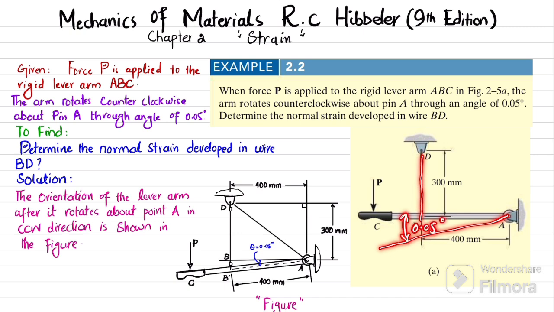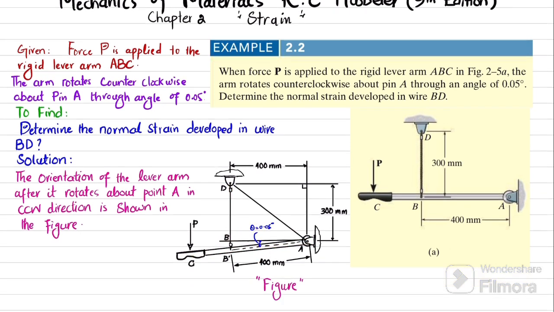So what will be the change in length? This will be the change in length. So you have to find the normal strain developed in wire BD. I have shown this in the figure that due to this load P, this arm can rotate. This was the initial, and now it rotates through an angle of 0.05 degree. So you have to determine the strain in this wire BD. So let's start with the solution.